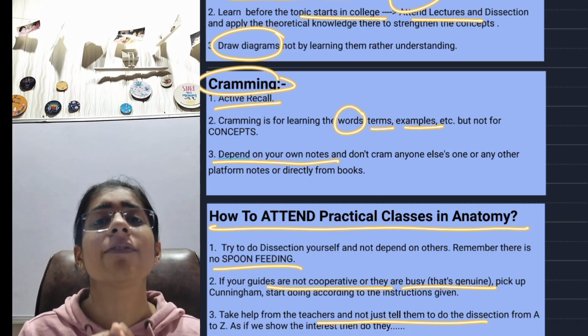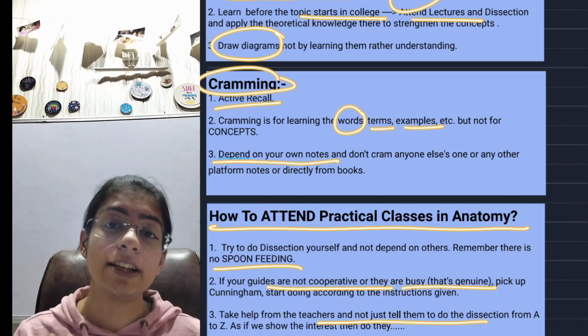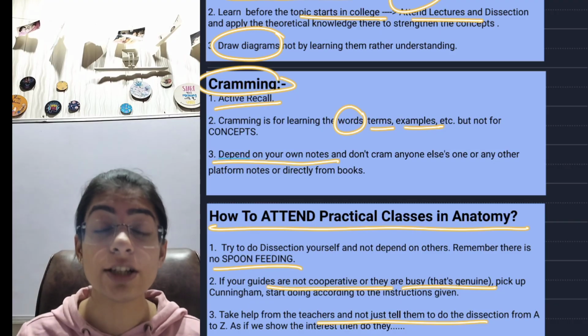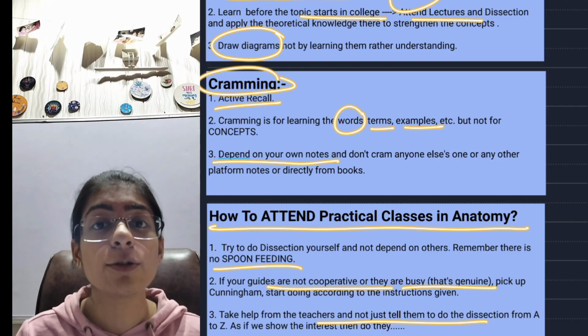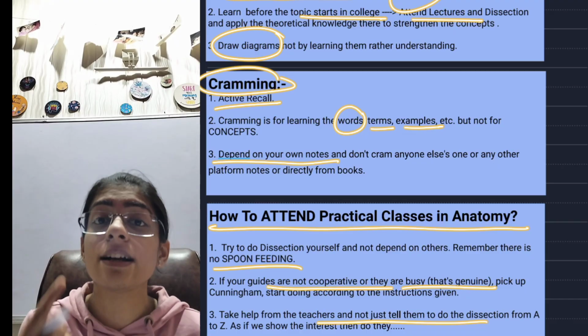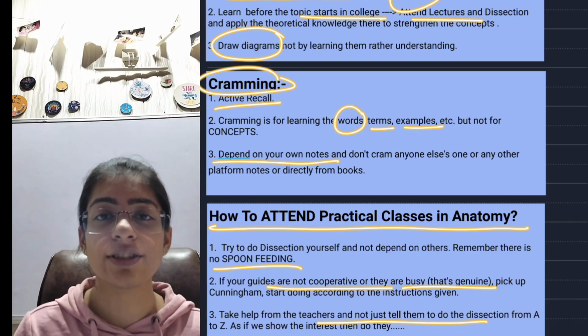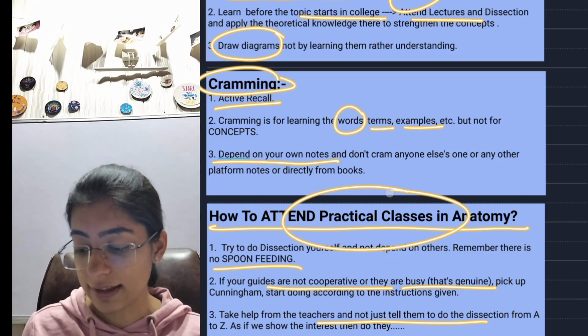Some teachers are so cooperative that they help you very much. But yes, we need to understand and learn ourselves first, and then ask only the doubts. This is the correct way of attending dissections and anatomy practical classes especially.